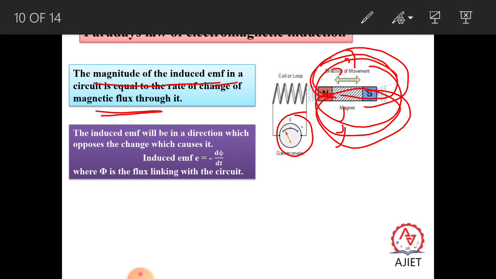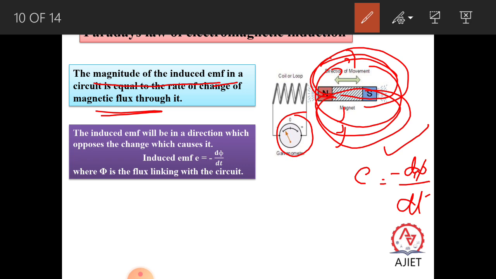So the induced EMF will be in the direction which opposes the cause. The induced EMF is given by E equals minus d phi by dt, where phi is the flux linking with the circuit. So what is phi? Phi is actually these flux lines. The more you cut these flux lines, the more EMF you are inducing in the circuit. So it is written as E equals minus d phi by dt.